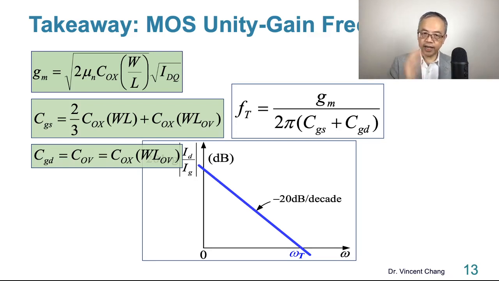This is also the end of our MOSFET small signal model. In the next lecture, we're going to focus on another device, the bipolar junction transistor small signal model.